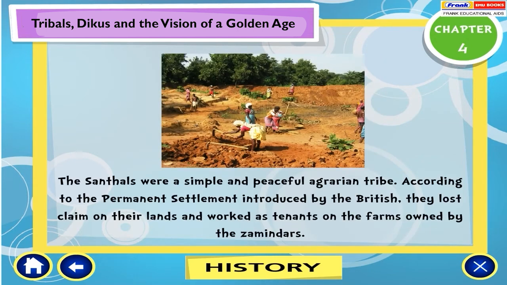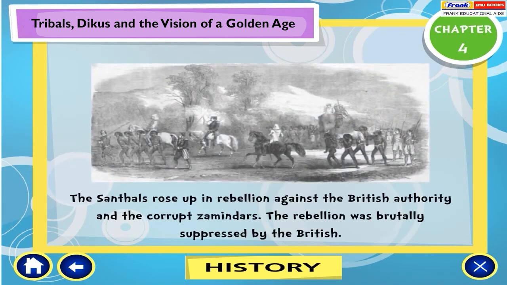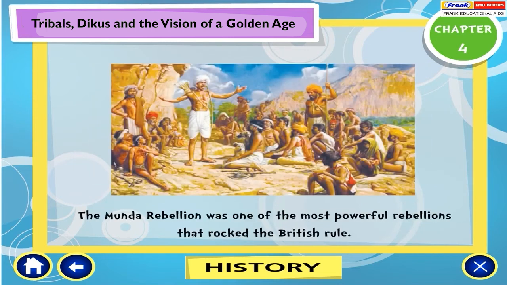The Santhals were a simple and peaceful agrarian tribe. According to the Permanent Settlement introduced by the British, they lost claim on their lands and worked as tenants on the farms owned by the zamindars. The Santhals rose up in rebellion against the British authority and the corrupt zamindars. The rebellion was brutally suppressed by the British. The Munda rebellion was one of the most powerful rebellions that rocked the British rule.